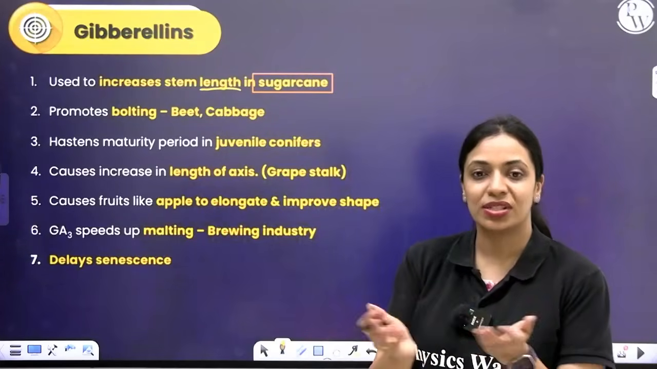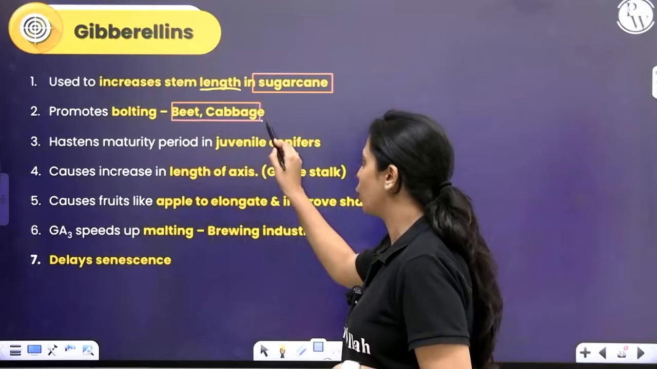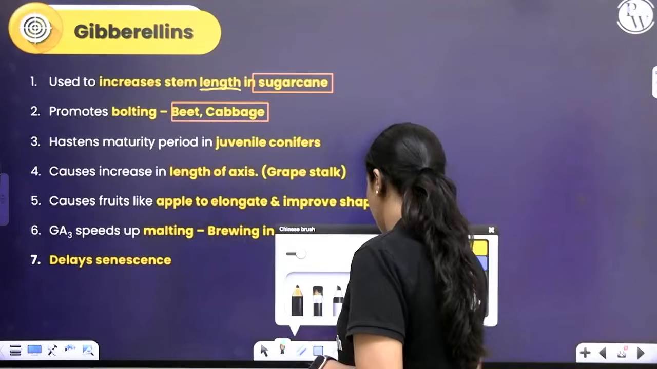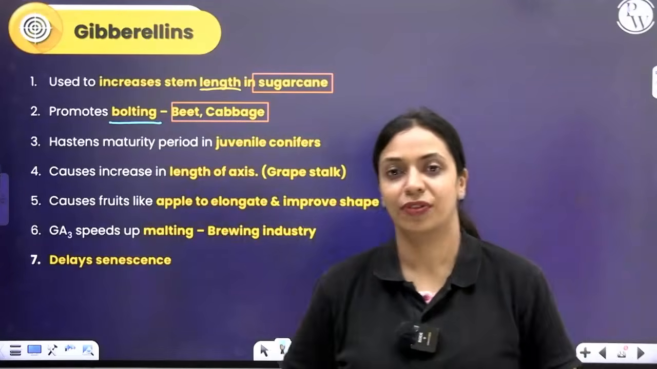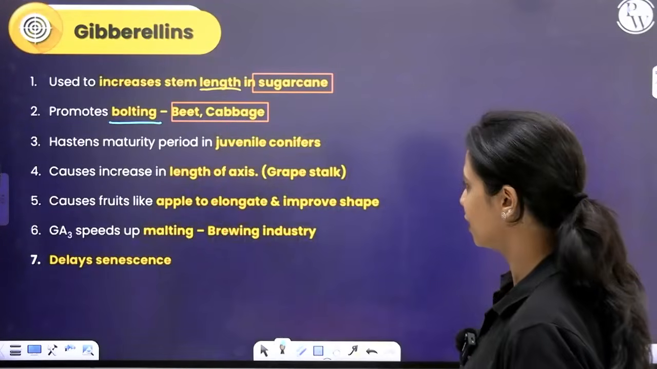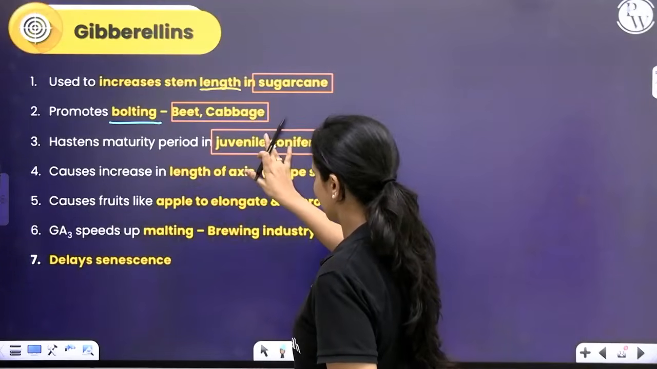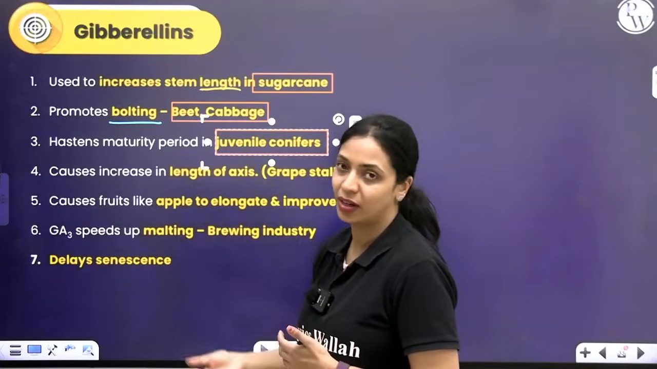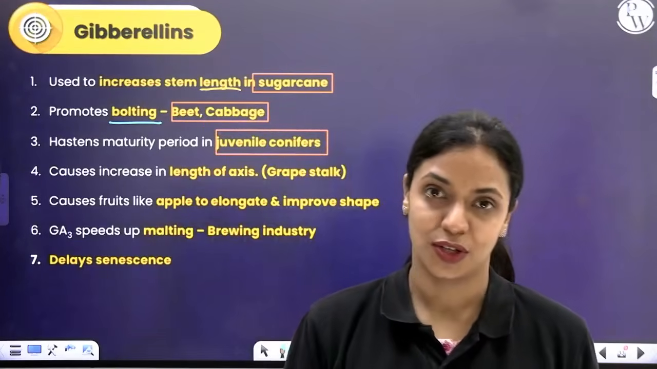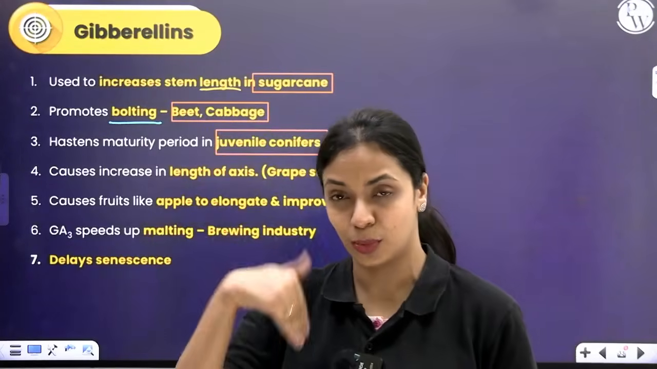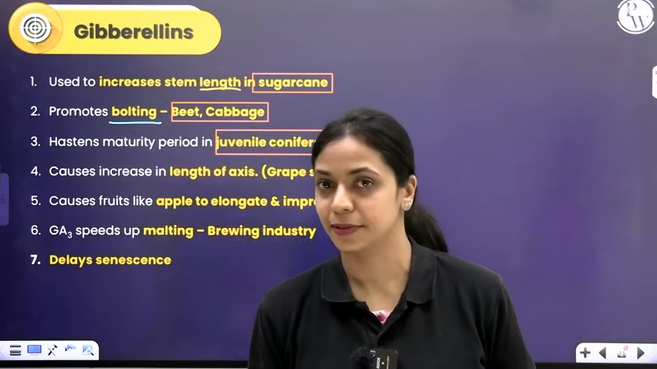In plants with rosette habits like beet and cabbage, it promotes bolting. Bolting means increase in the internodal length just before flowering. So that is one effect. In juvenile conifers which have not yet produced seeds, it will fasten the maturity period and give rise to the seeds. With the seeds, they can get the next generation, and in some conifers, seeds are consumed as food. It's considered a delicacy. So they will get their product earlier.